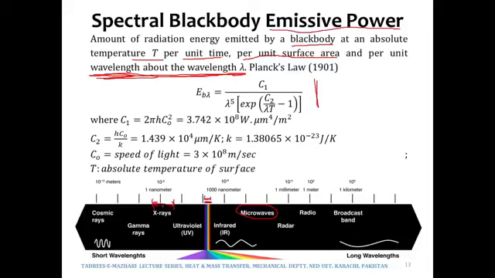And the radiation in a particular band, for example in the X-ray band, or in the visible band, or in a radar band, would be called spectral emissive power. Spectral emissive power means emissive power in a particular wavelength band. And suppose that we have an object which is emitting X-ray, ultraviolet, infrared and microwave, and not any other kind of radiation.